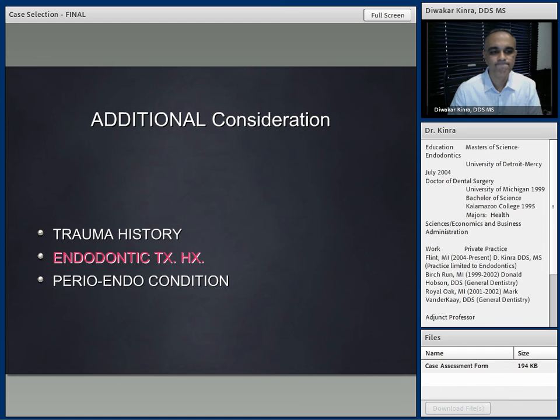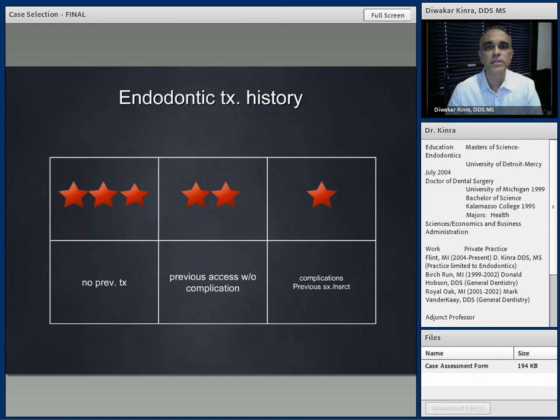Endodontic treatment history. We have to understand that sometimes a previously treated case can be very challenging. Again, when they have no previous treatment, those are 3-star cases. If they have a previous access by another general dentist or somebody else that you don't know, or had it done years ago, that can complicate the procedure. And again, if the patient has had previous treatment, that can also complicate the procedure. So how do we make this easier?